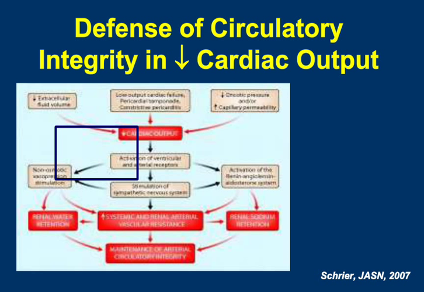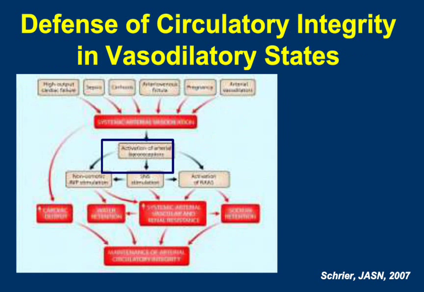You increase the renin-angiotensin-aldosterone system, you stimulate the sympathetic nervous system, and you also have an increase in circulating vasopressin. You increase your systemic and renal arterial resistance, you increase renal sodium retention, and you also increase renal water retention and vasoconstriction through the action of vasopressin. And in that setting, you maintain arterial circulatory integrity, but because you have an increase in vasopressin, you'll have some excess retention of free water, and you can develop hyponatremia.